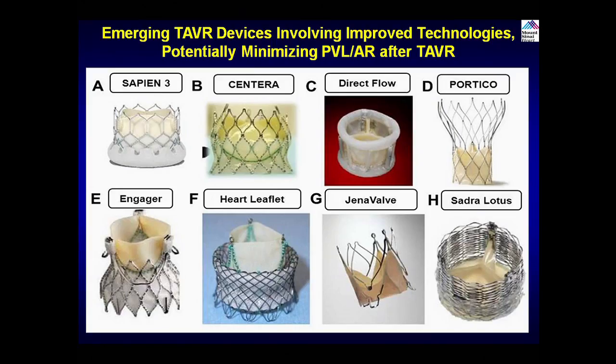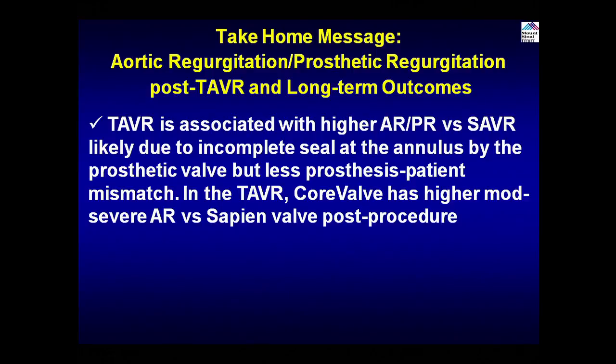Next. And these are the new valve designs which are coming up, which will decrease the regurgitation because of the extra cuff, and you'll hear more and more about it in the coming time period. Next. Now, if I sum it up, TAVR is associated with higher aortic regurgitation versus surgical valve, likely due to incomplete seal at the annulus by the prosthetic valve, but less prosthesis-patient mismatch. In the TAVR group, CoreValve has higher moderate to severe AI compared to Sapien valve post-procedure.